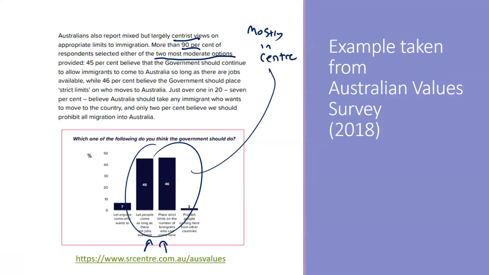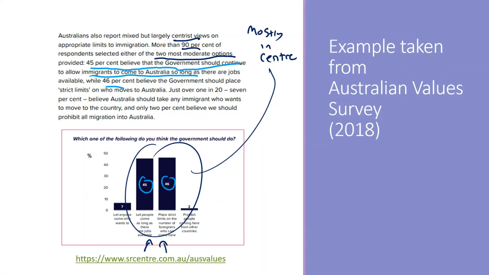45% of the government said, and let's go look at this. So now I'm going to change the color again. I'm going to go look at this. 45% of people say the government should continue to allow immigration as long as there are jobs. Or 46 believe, and you can sort of see, okay, yep.